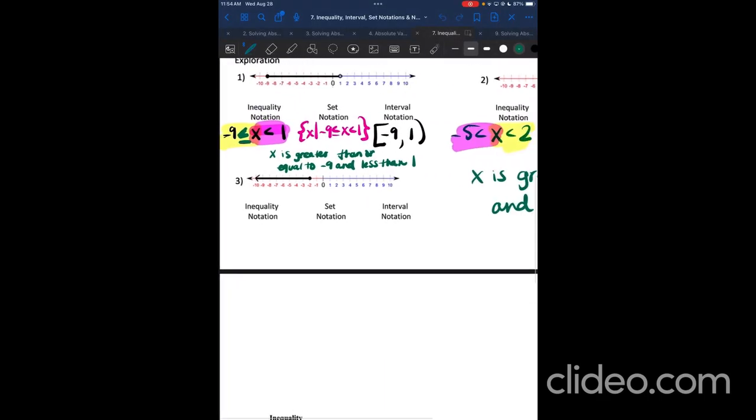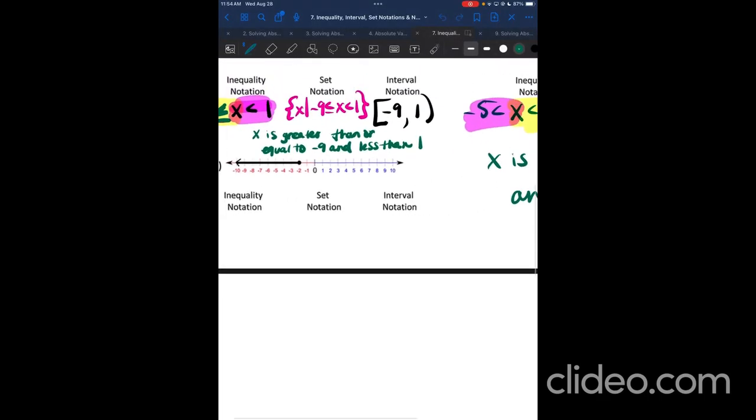Okay, continuing with number 3, so interval. This one's a little bit different, but on the left, so we have an arrow. If the arrow is on the left, that's going to be negative infinity. And for infinities, we always use parentheses, no brackets. On the right, we have -2. There should be a bracket because it's closed.